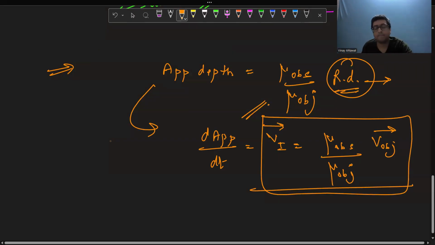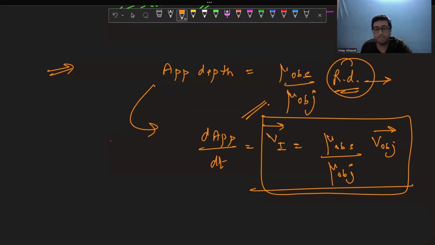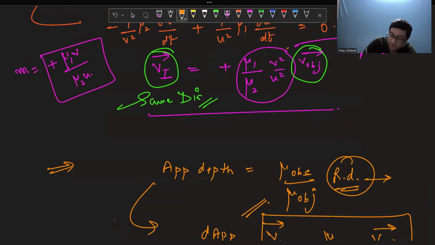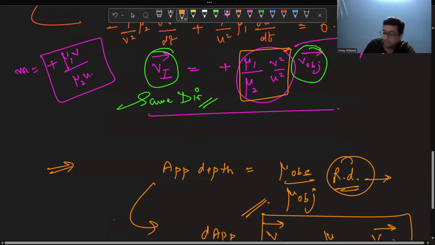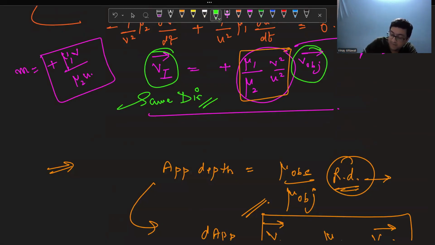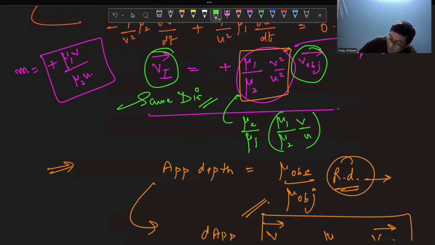Is this fine? Yes. Actually, this formula is quite similar to this formula if you think over it. What I can do is write this as mu2 by mu1 into mu1 by mu2 into v by u whole squared into velocity of object. Agreed? This is velocity of image. Now this quantity is magnification.